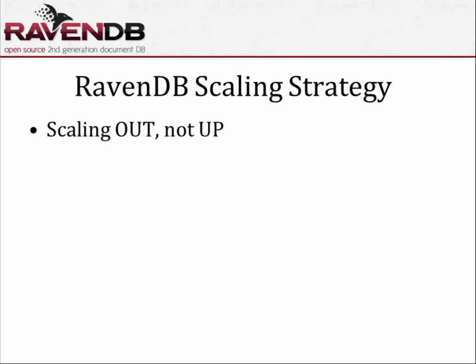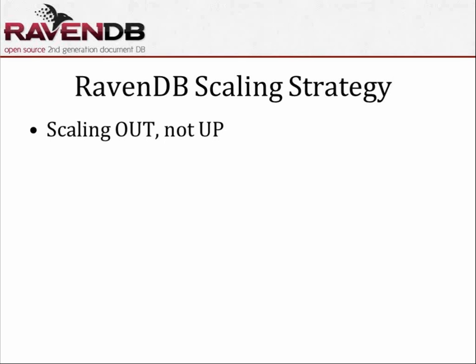And RavenDB actually has a very simple scenario for that. Obviously, we can use the scale up scenario. So if you give us better hardware, we will be able to process more requests, be faster, and all of that. But for the most part, when we're talking about the scaling strategy, we're talking about scaling out, having more machines.